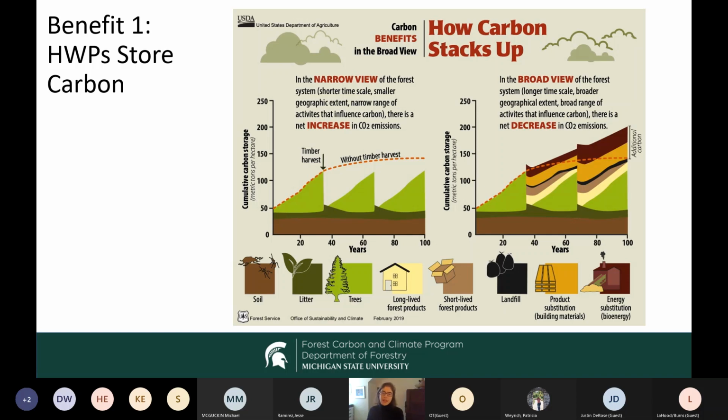So on the left-hand side, can you see my cursor? Anybody? No, I have a cursor. No. But I'll just try to be as descriptive as I can as I'm talking.